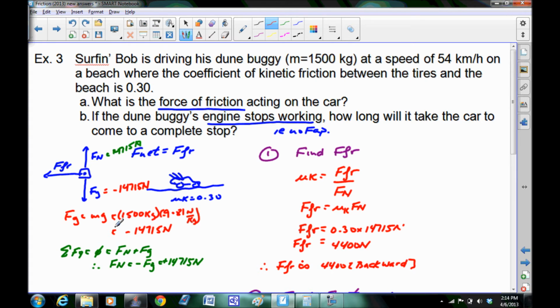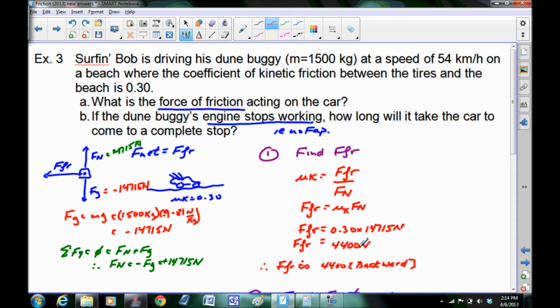So we calculate the force of gravity. We know that the normal force is going to be equal and opposite to that. I also know that the coefficient of friction between the dune buggy and the sand is 0.30. So knowing that, we can substitute into the coefficient of friction equation and solve for the force of friction. So just going to rearrange the equation, and my force of friction is going to be 0.3 times my normal force, which is 14,715 newtons.